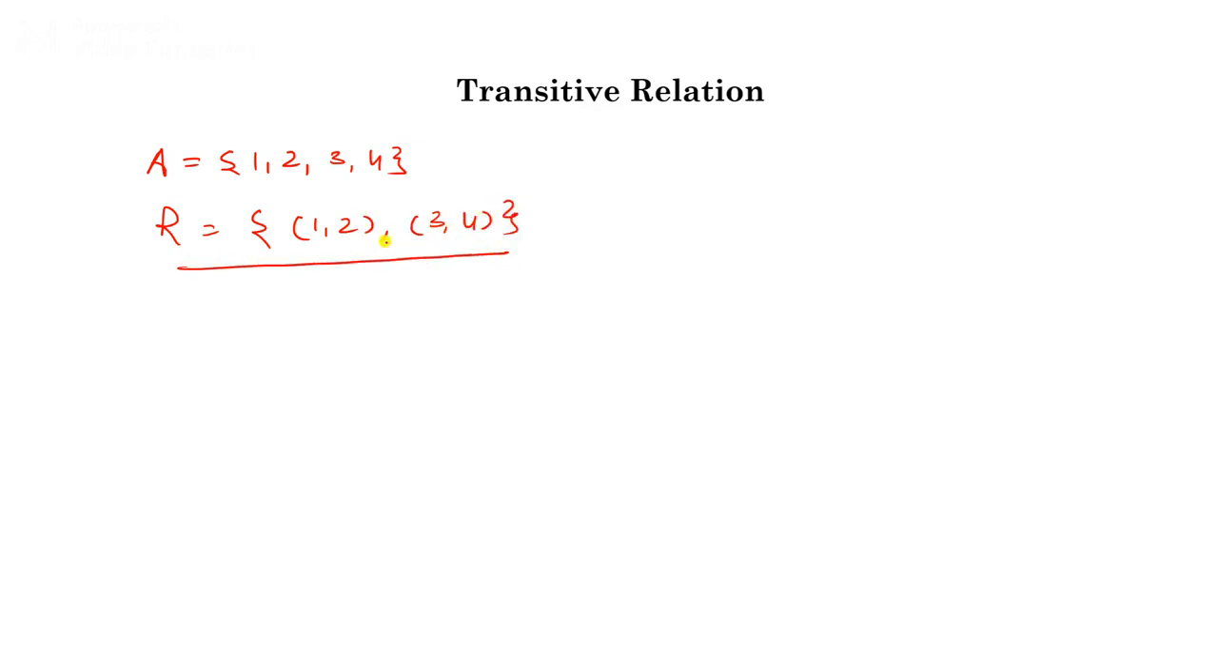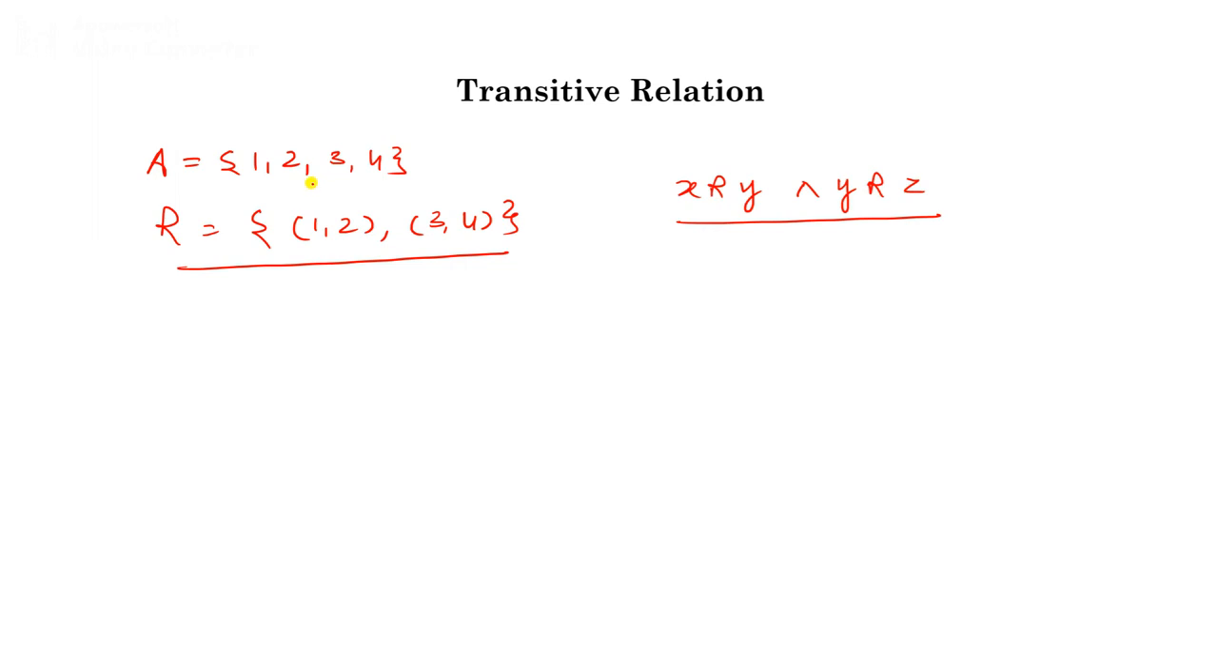Now we take another example. Suppose A equals {1, 2, 3, 4}, and suppose R is a relation on A defined as {(1, 2), (3, 4)}. Now we have to check whether R is transitive or not. Look at this. In R we have (1, 2), but 2 is not related to any other element. It means the condition x related to y and y related to z is not satisfied for any x, y, z belonging to A.